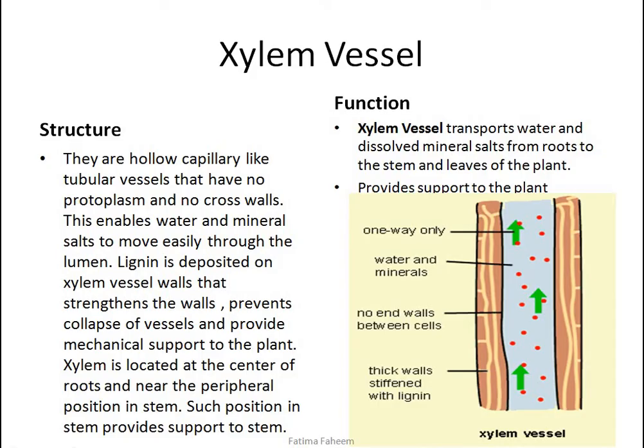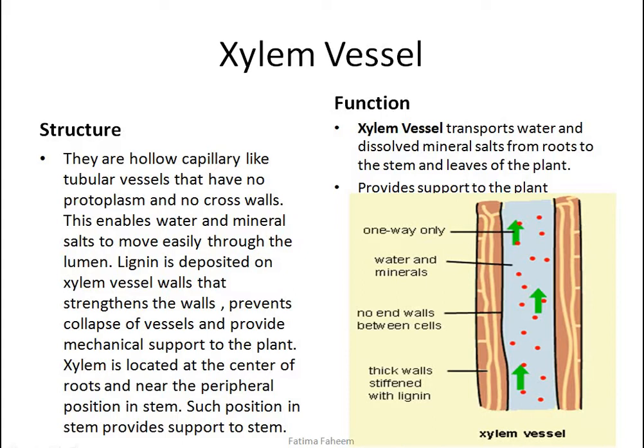Let's start with xylem vessel first. What are xylem vessels actually? These are tubular structures as you can see in the diagram. But if you see, there is no cross wall between them, there are no cross slits between them, it's a hollow continuous tube. In the diagram, these cell walls have no partition in between them. All the cells are joined together. They are making a continuous hollow tube.